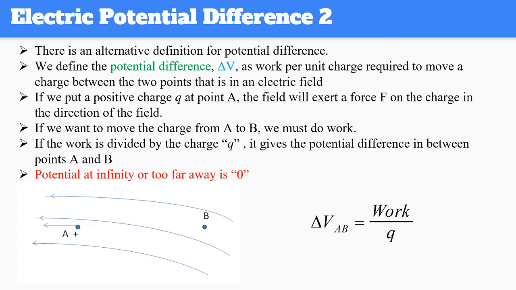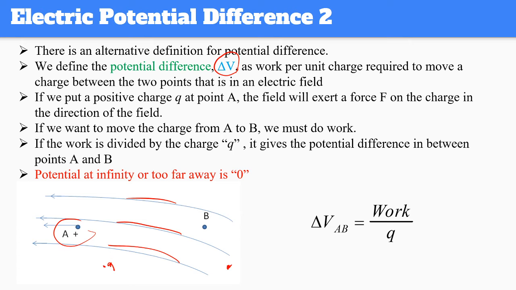But there is also another definition of potential difference, and it's related to work. So we define potential difference delta V as work per unit charge required to move a charge between the 2 points in an electric field. So let's say those lines are the electric field lines. That means the electric field is created by charge. So we have some charges around that we don't know, but we have some electric field.